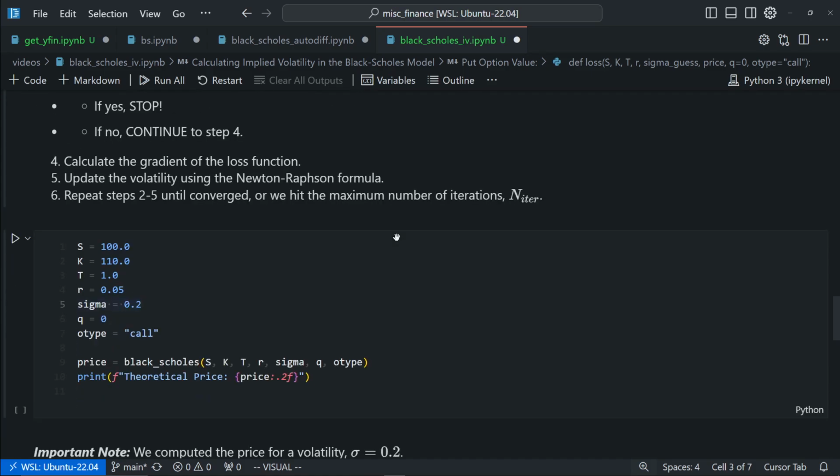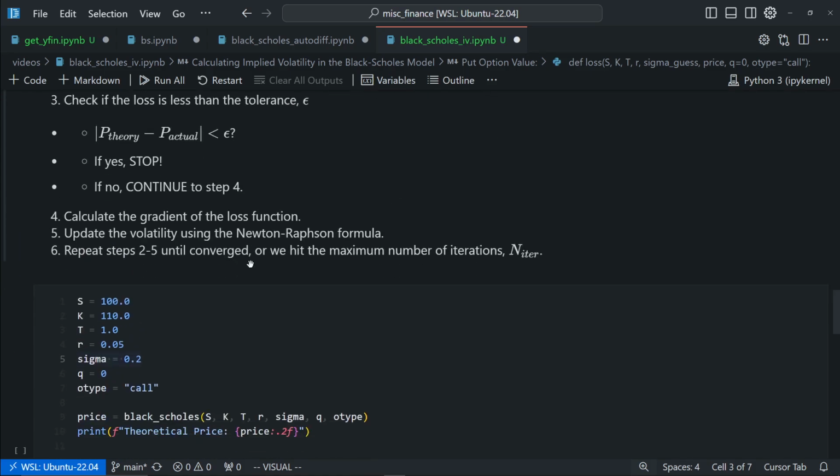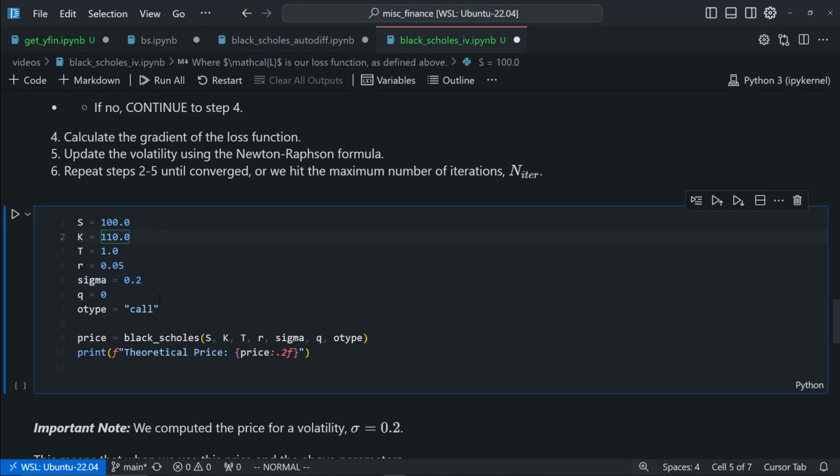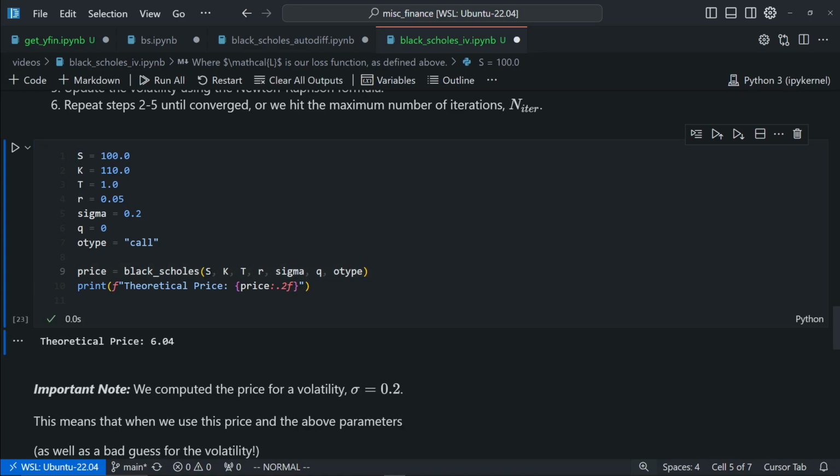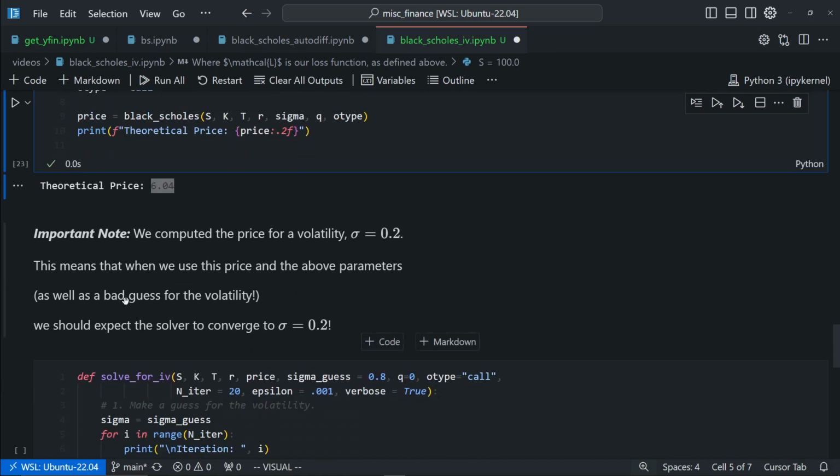Okay. So first, let's set up a scenario where we know what the volatility should be. So I made up some values here. $100 is the underlying, 110 strike, 1 year to maturity, 5% risk-free rate, and the 20% is the volatility, okay, that we should be able to obtain without foreknowledge of it. And so what we do is we get the theoretical price of this option using these parameters. Okay, and it's 6.04. So we're going to pretend now we have no idea what this value is, okay?